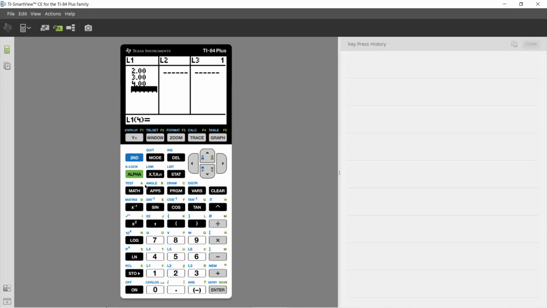So if I had data in here and I wanted to get rid of it, I can go up to the list descriptor, which is L1 up here. I can go up using the up arrow key, highlight the L1, and I can go clear, enter, and it will get rid of it. If you have multiple lists, there's a couple of different ways to do it, which you've seen.